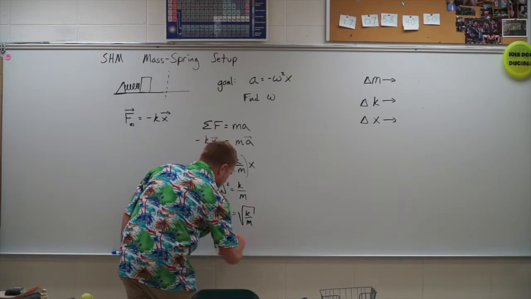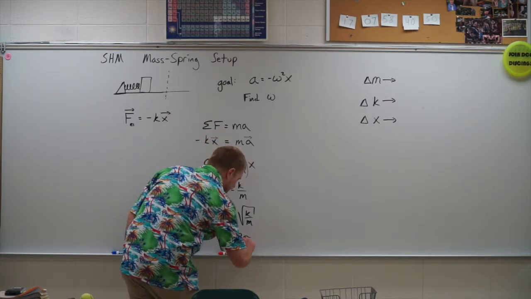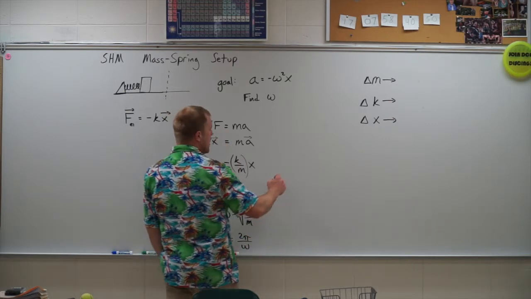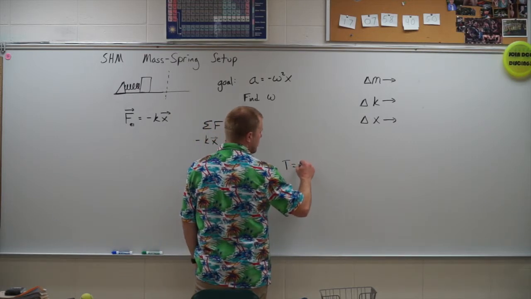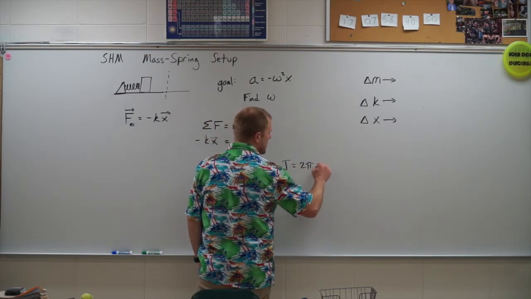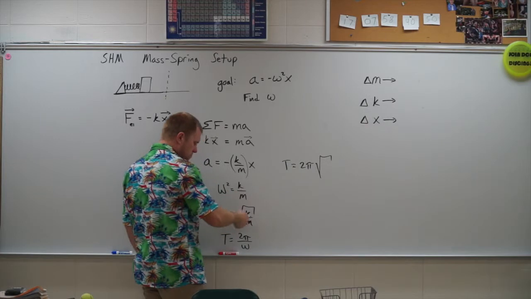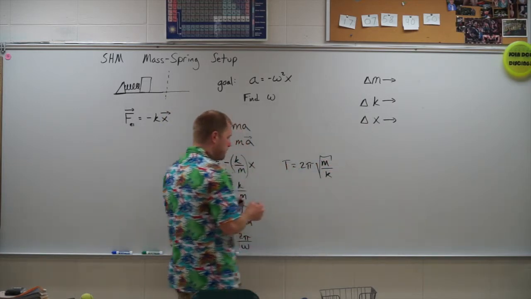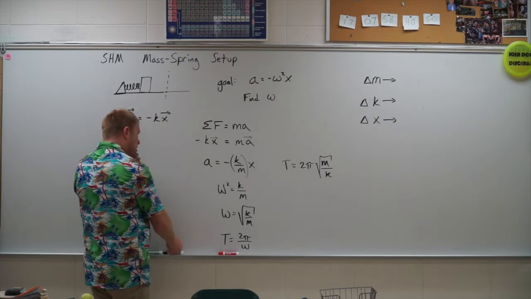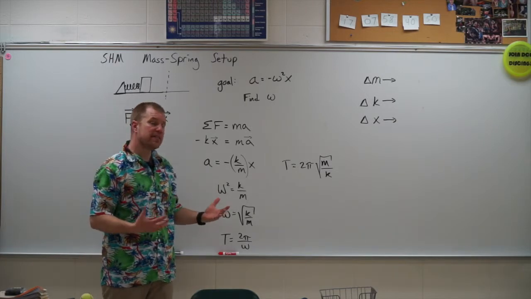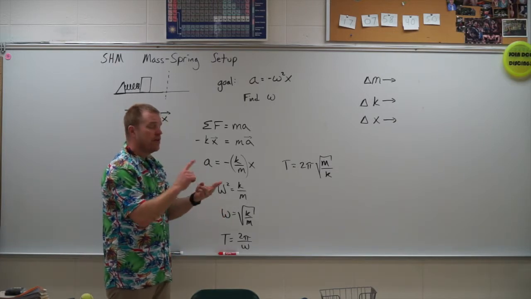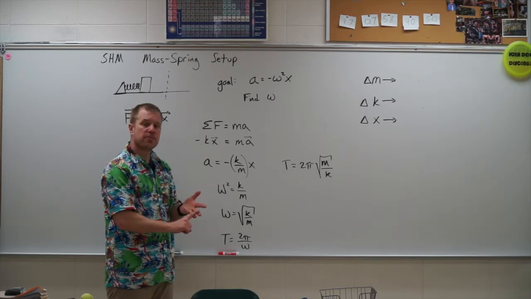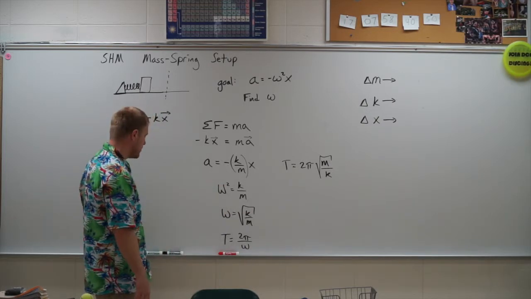From there I can create a period equation. And I know that the period is equal to 2 pi divided by that angular frequency. And so my period is equal to 2 pi times the square root of the inverse of this, so m over k. Now, we are going to look at a couple things. What happens if I change the mass, the spring constant, and the displacement? What happens to our situation?